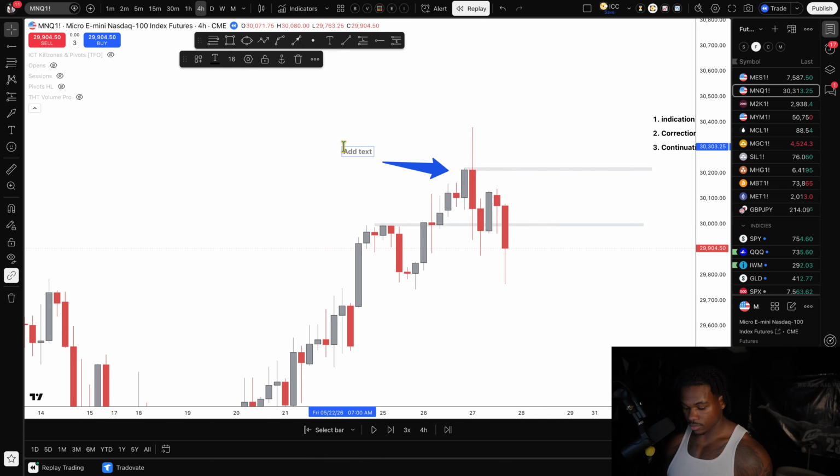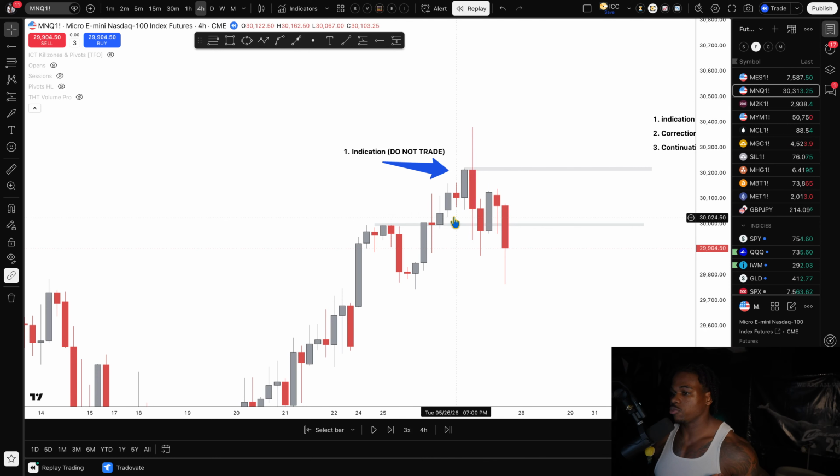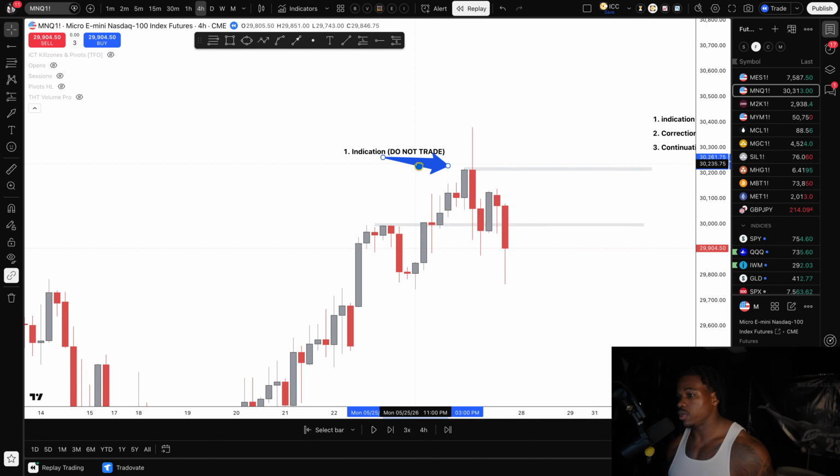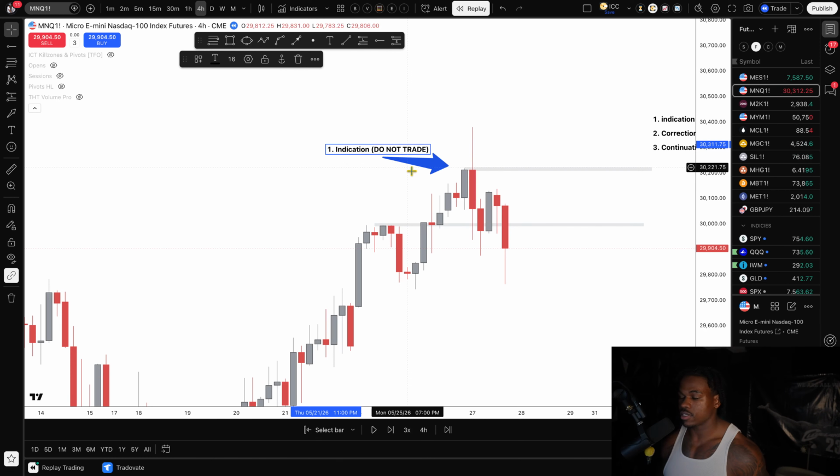Again, note. This is step one. Indication. We do not trade indications. Indications are like breakout traders, people that don't even know how high this thing could go. That's what breakout traders do. We do not trade indications because we don't know how high it's gonna go. So we just wait for price to make a new high and then reverse from there, because then that at least gives us a target for any type of trade that we finna take. So indication happens first. That's always first. It's a new high, new low.